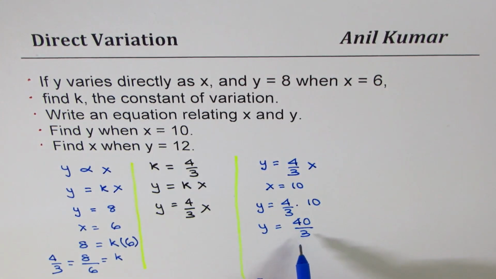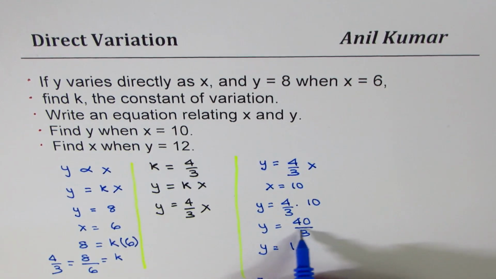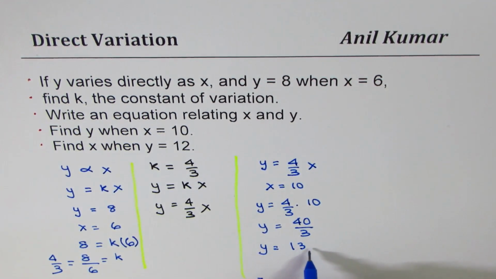Now such values you could actually write as improper fractions, or you can write mixed fractions. This is an improper fraction if you want to, or you can leave it as such, right? Okay, if you want, you can write this as 13 and then 3 times 3 is 9, so you're left with 1 over 3. You could write like this also. Anyway, 40 over 3 was good enough.